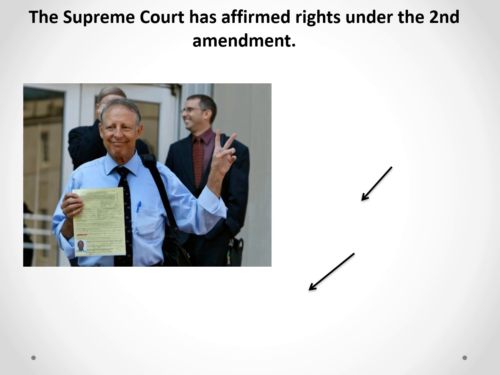They took the case up to the Supreme Court, and here you see Mr. Dick Heller waving the victory sign. They did win. So the Supreme Court did affirm rights under the Second Amendment. They said that the Washington, D.C. regulation went too far, and that the Second Amendment protects an individual right to possess a firearm for traditionally lawful purposes like self-defense within the home, even if the person did not serve in the militia.